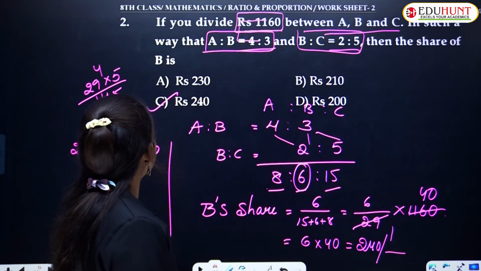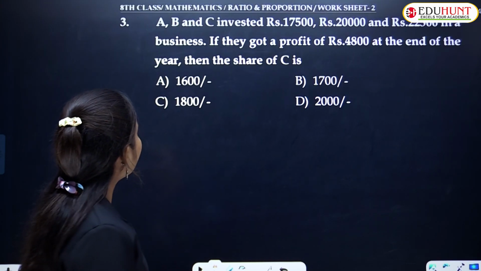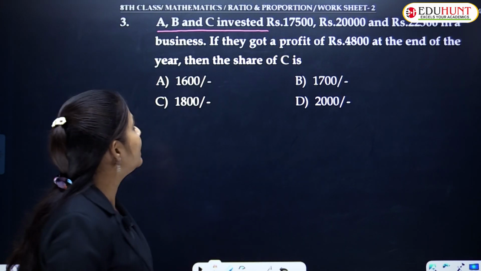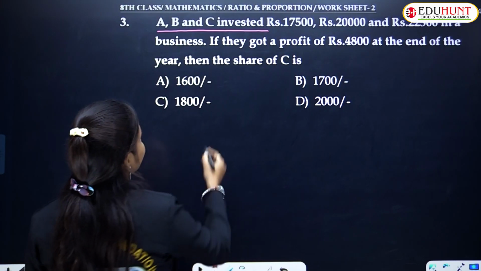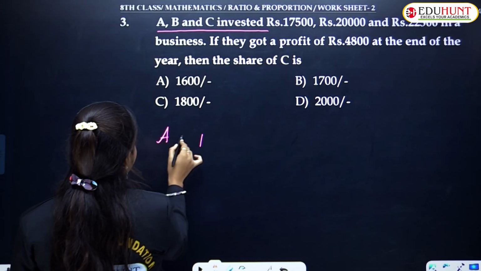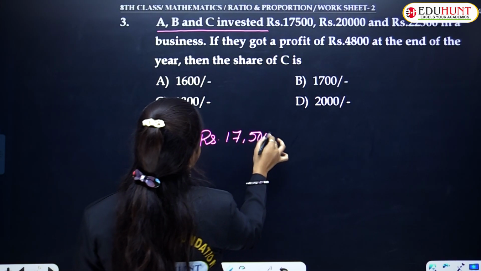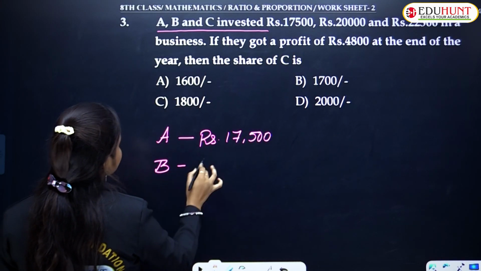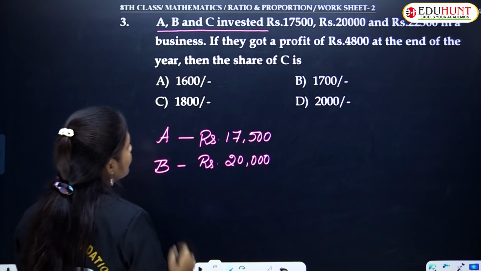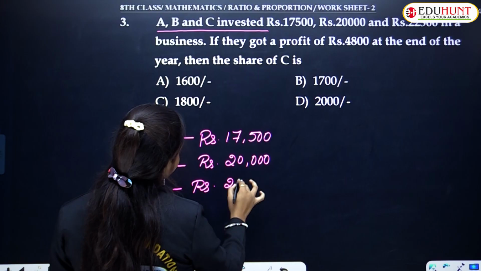Clear? Yes. So see here question number 3. What is that question number 3? What they have given? A, B and C investment. A, B, C invested. First person A invests here, how much? 17,500. Next, B's investment is 20,000 rupees. Next, C's investment is 22,500.